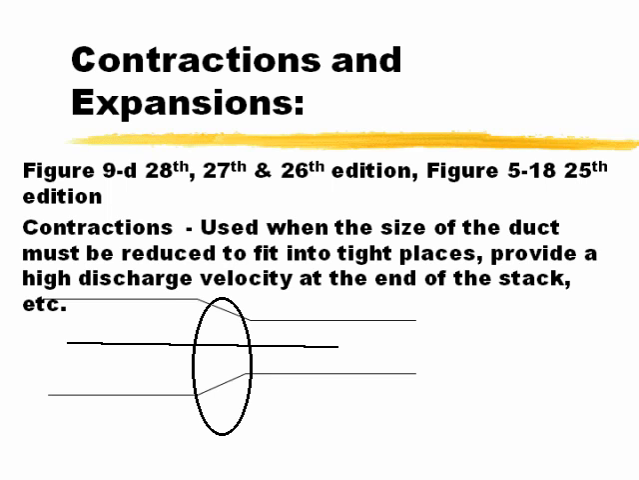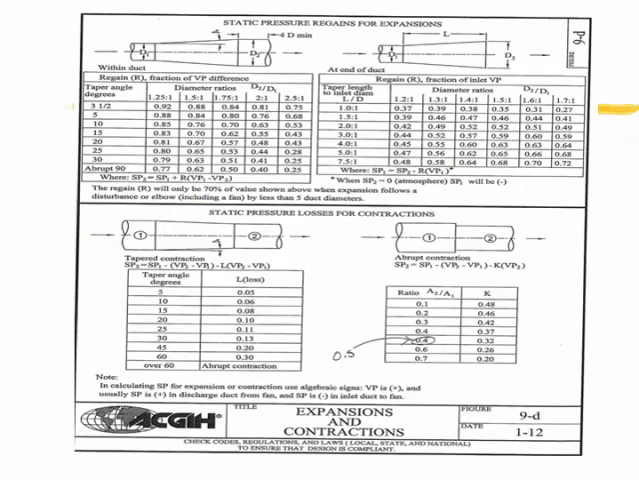Okay, so contractions are used when we need to reduce the size to fit, perhaps into a tight space. Maybe at the end of our system, past the fan, we want a high discharge velocity for some reason out of the stack. Maybe we have to fit onto an air cleaner opening, or maybe we have to fit our ductwork onto a fan opening. There can be many, many reasons, but contractions and expansions are pretty common within a local exhaust ventilation system. So there is an additional figure that's very important for expansions and contractions, and it's found in Chapter 9.